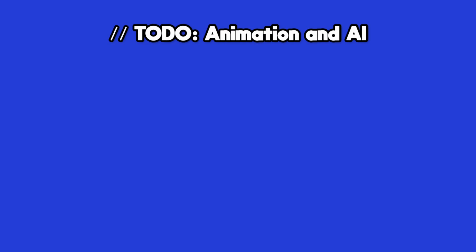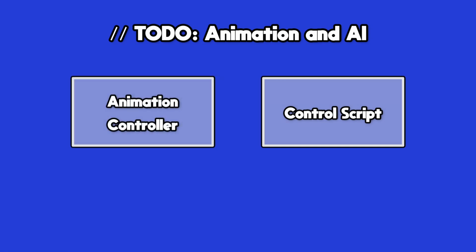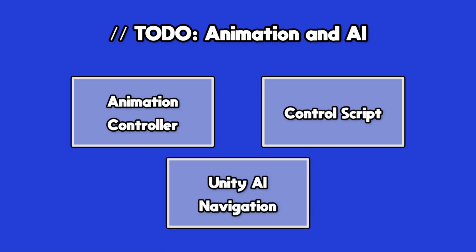There are 3 things I needed to accomplish all this. I needed a script to control the chicken's behaviour. I also needed an animation controller to cause the chicken models to be animated appropriately. And finally, I needed to integrate Unity's AI navigation components to allow the chickens to navigate the terrain.